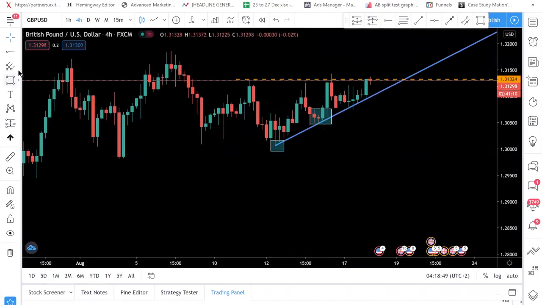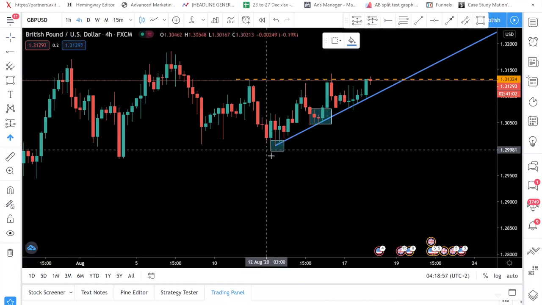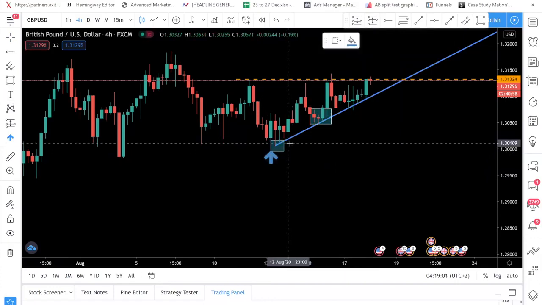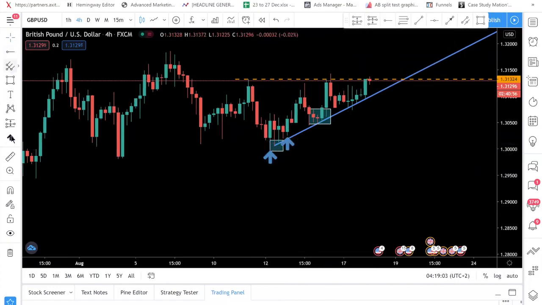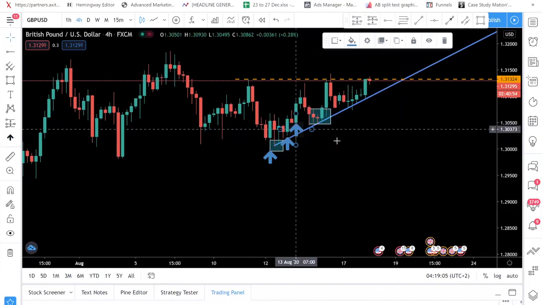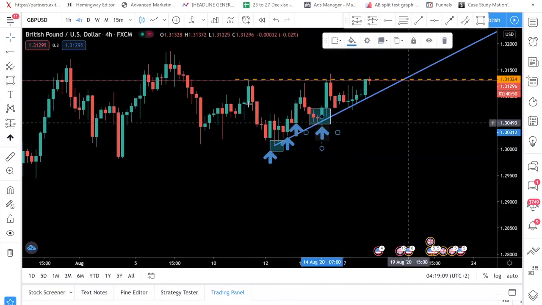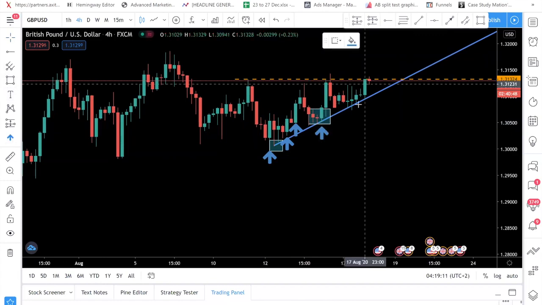So step number 3 is that you want to look for a series of engulfing patterns. So over here, you can see multiple engulfing patterns. You have one over here. This one is an engulfing pattern. You have another one over here. This is another engulfing pattern. You also have one over here. You have this as well. So you can see that there's really a lot of engulfing patterns.